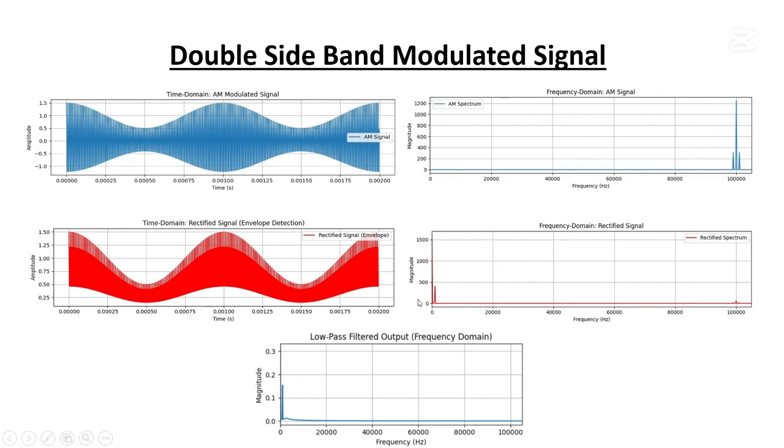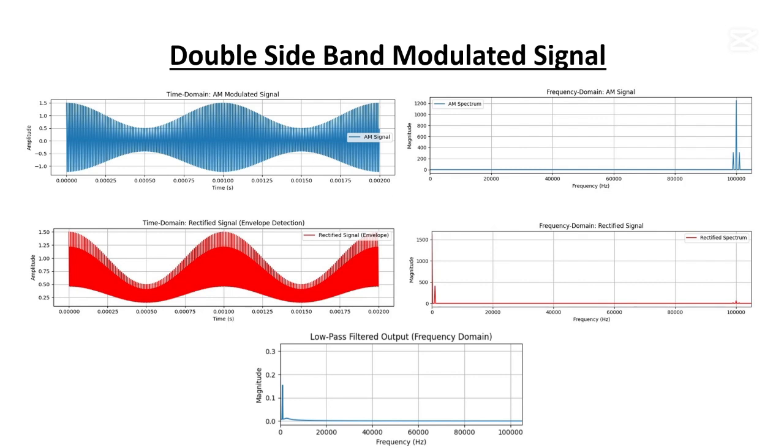So if we pass this signal through a low pass filter, then we can obtain our original message signal after passing it through the low pass filter. And you can see that the carrier signal, the upper sideband and lower sideband will be suppressed from here. All right, so this is the demodulation of a double sideband.